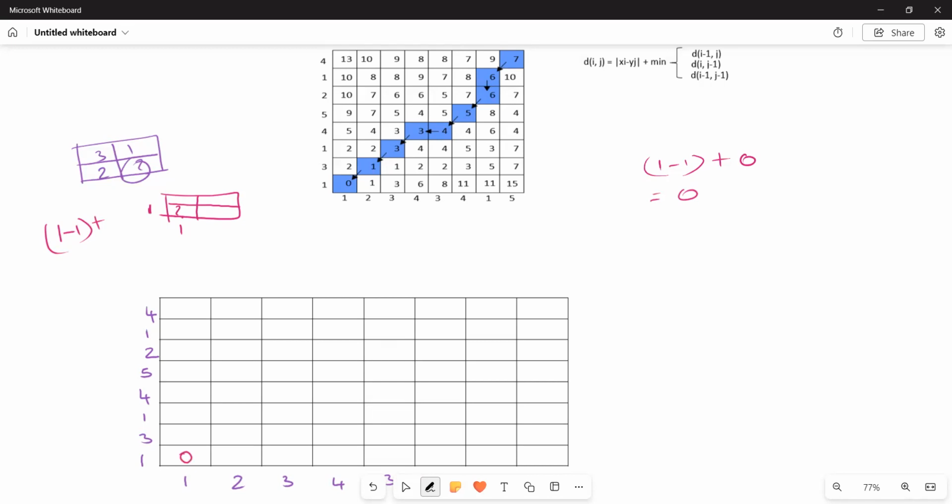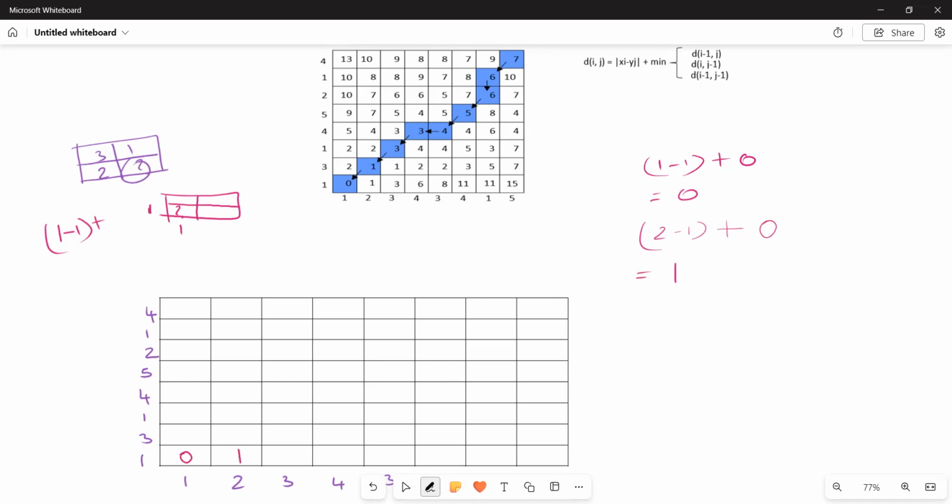So I'm going to calculate for the next one. This is my required value, and this is my x, 2, and this is my y, 1. So 2 minus 1 plus the minimum value. I draw a box here, and there are no other values filled. The only value here is 0, so I take 0. So here 2 minus 1 is 1. You have to give 1 here.